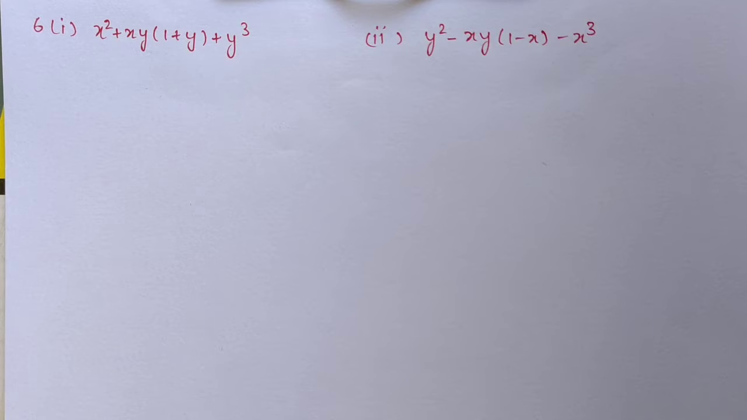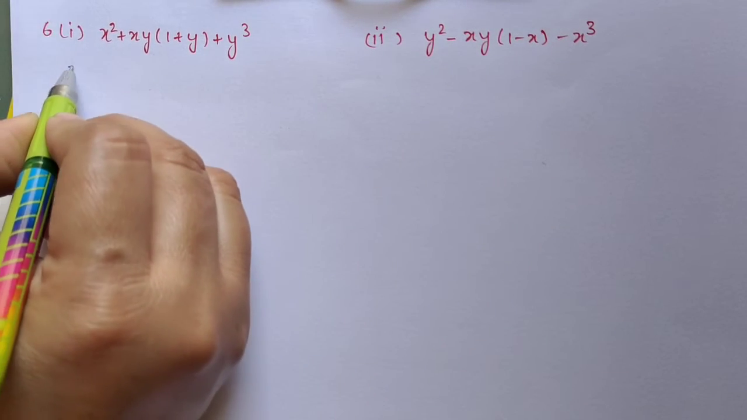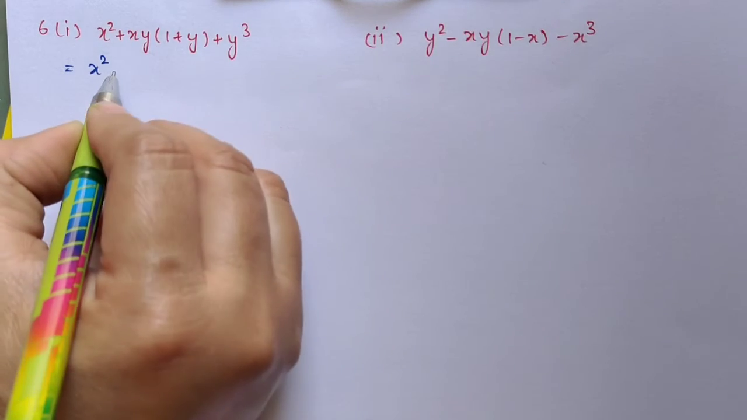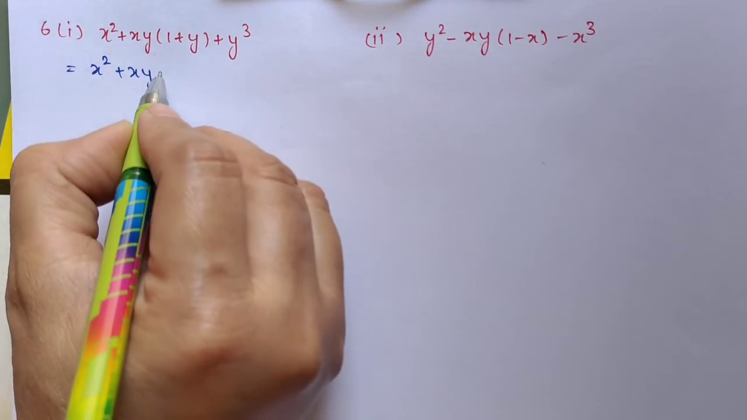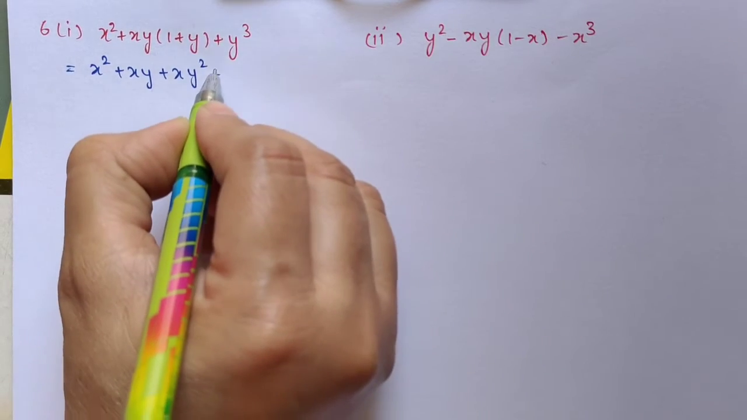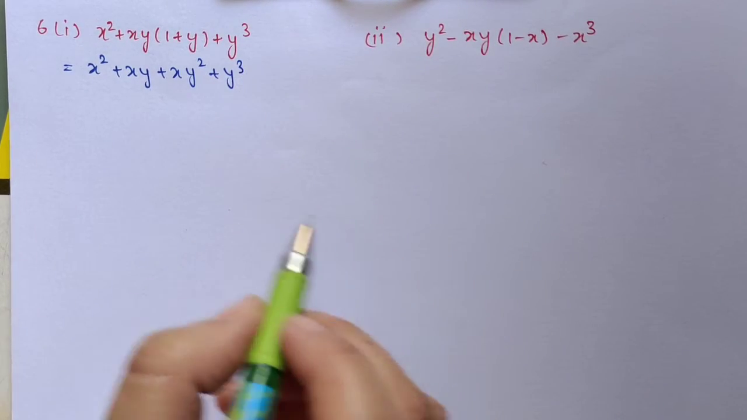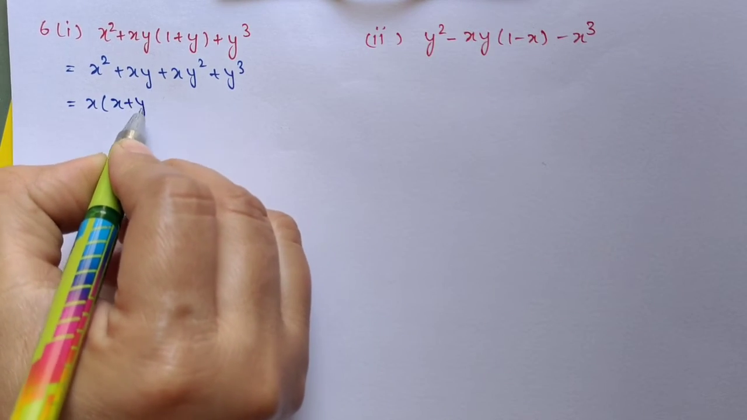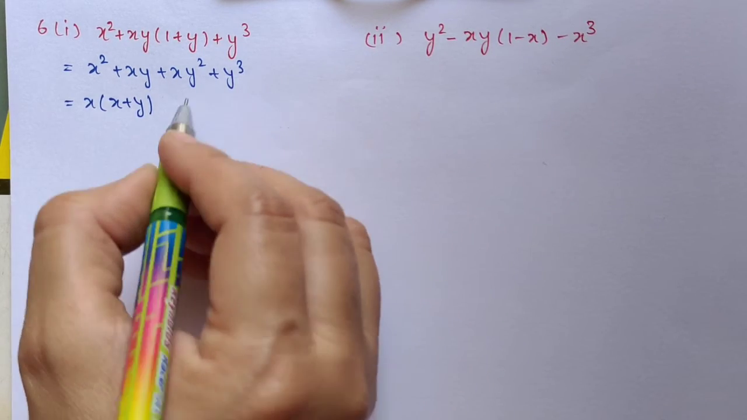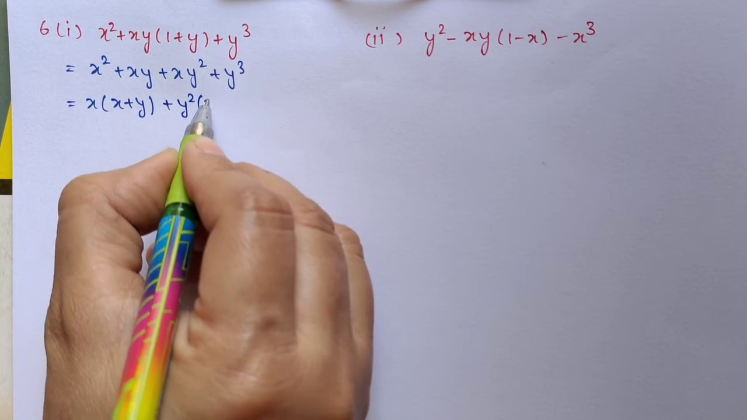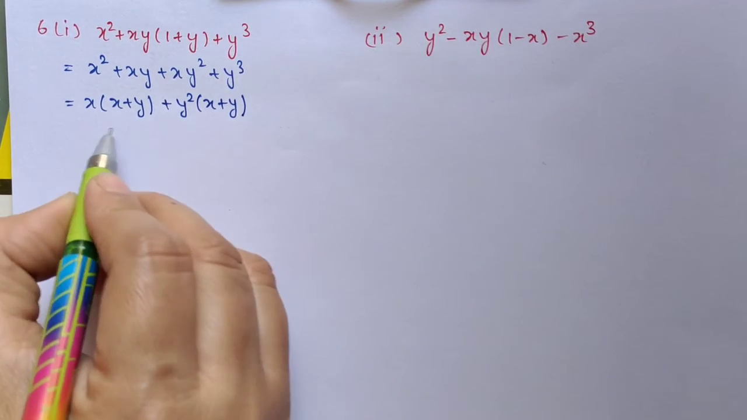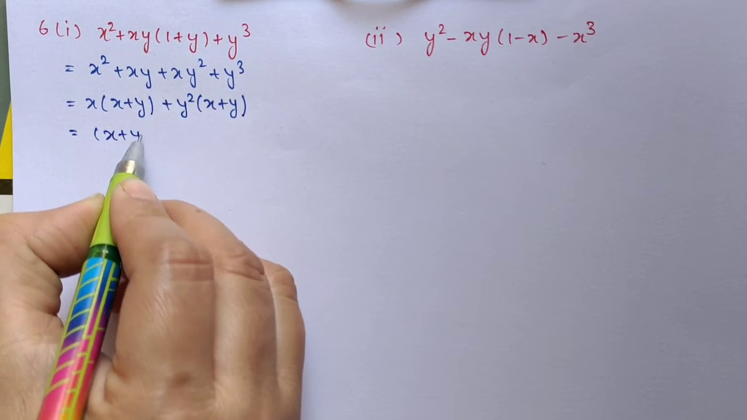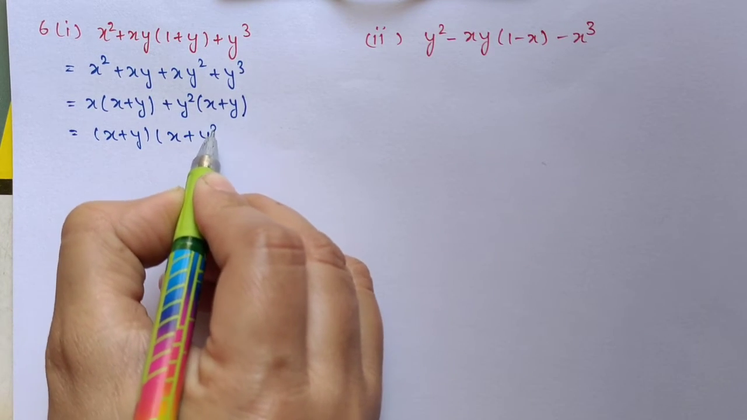Next we have question number 6. First part: x square plus xy(1 plus y) plus y cube. So first we will remove this middle bracket: x square, then xy plus 1 will be xy, xy into y will be xy square, and this y cube as it is. Now we will do the grouping. From the first two, x is common and x plus y will be inside the bracket. From the last two we can take y to the power 2 as common, then inside the bracket x plus y. Now this x plus y take out common, and another bracket will be x plus y square.